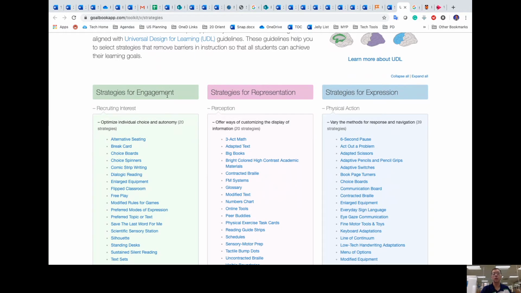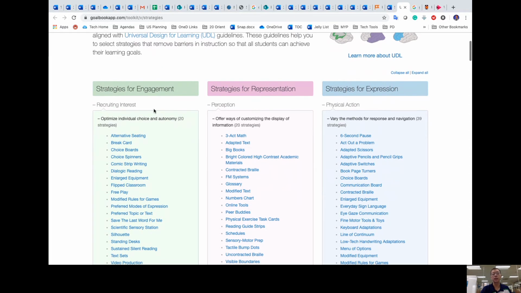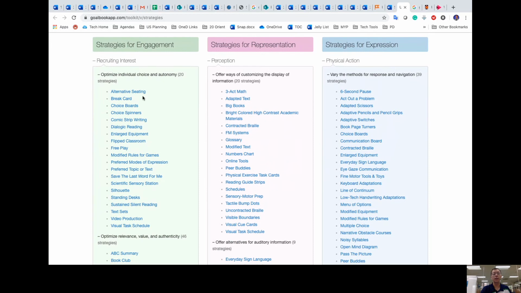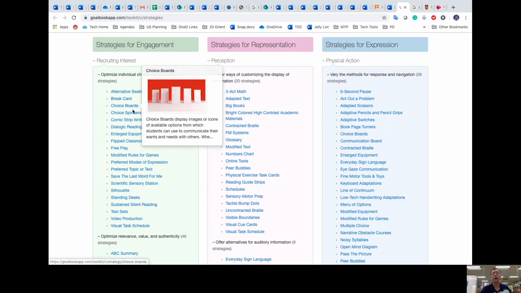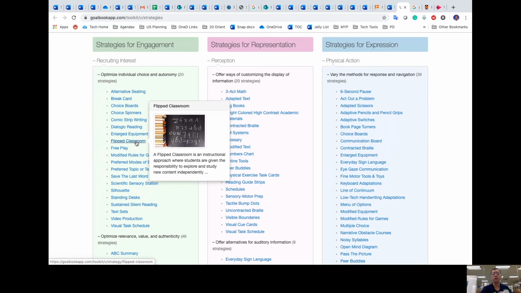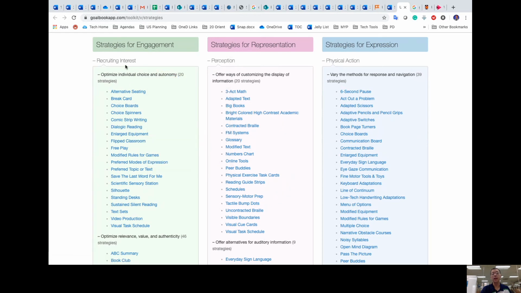So, just to take the one on the top here, if you're worried about engagement and making sure the students are interested because maybe the topic isn't as exciting as you want it to be, then you're going to look for ways to optimize individual choice and autonomy, because that's going to help you recruit interest. And what I love about it is that now there are a bunch of strategies that you can look at that will help you maximize and optimize individual choice, which will lead to improved engagement and interest.